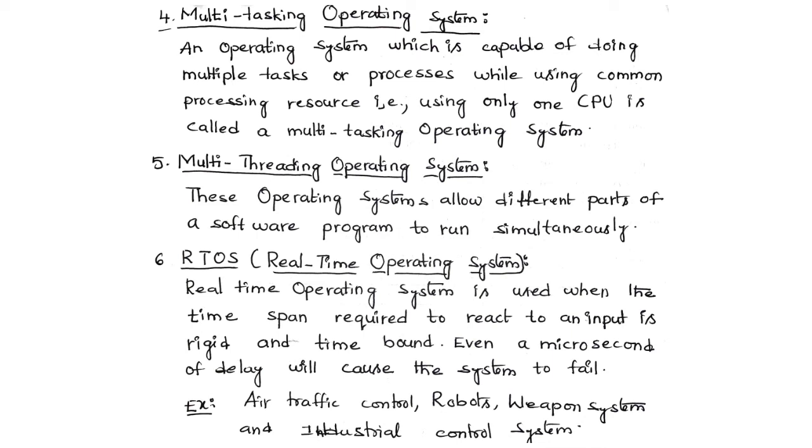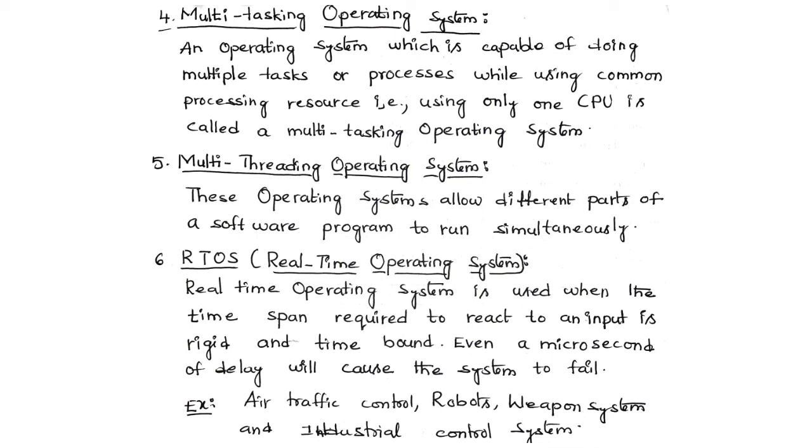It switches from one program to another so quickly that it gives the appearance of executing all programs at the same time. Today, most operating systems fall under this category. Examples are Unix, Linux, Windows XP, Windows 7, Windows 8, Windows 8.1, and Windows 10, etc.